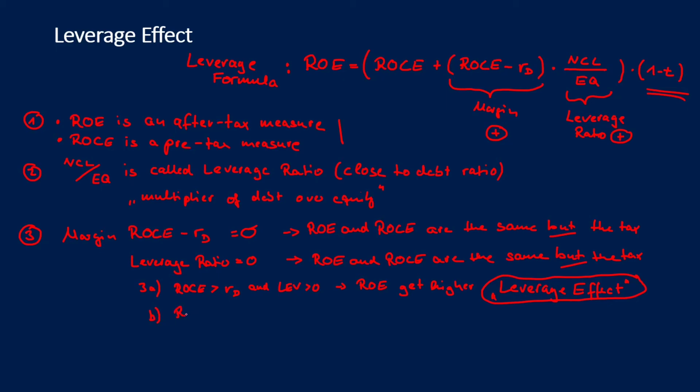So if the return on capital employed is smaller than the interest rate, and of course we have some leverage, so leverage is not 0, it exceeds 0, then the ROE gets lower or even negative. We can call this the negative leverage effect.